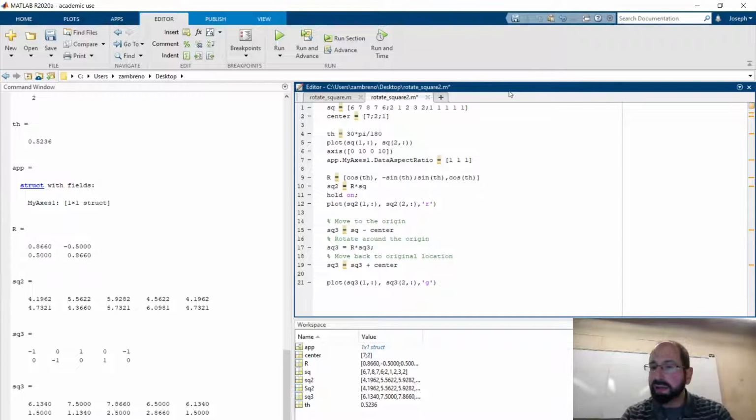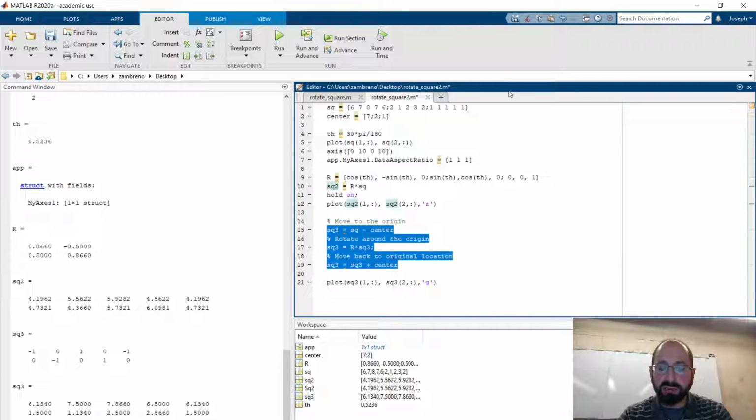Cosine of theta, negative sine theta, 0. Sine theta, cosine theta, 0. And for the final row, 0, 0, 1. We're keeping the original value of w there. So now we have our rotation matrix.